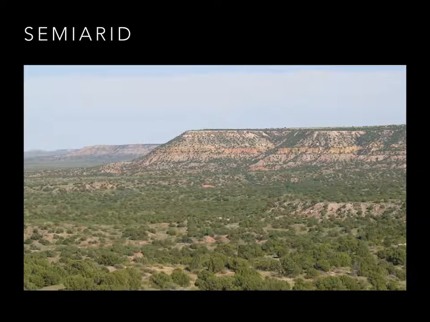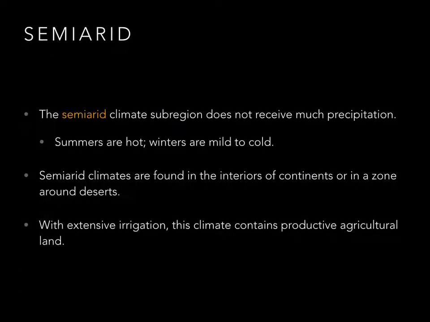Semi-arid. The semi-arid climate subregion does not receive much precipitation. Think West Texas, for example. Summers are hot, winters are mild to cold. Semi-arid climates are found in the interiors of continents, away from the ocean, or in a zone around deserts. With extensive irrigation, using the underground aquifers, underground water, this climate can produce good agricultural products.